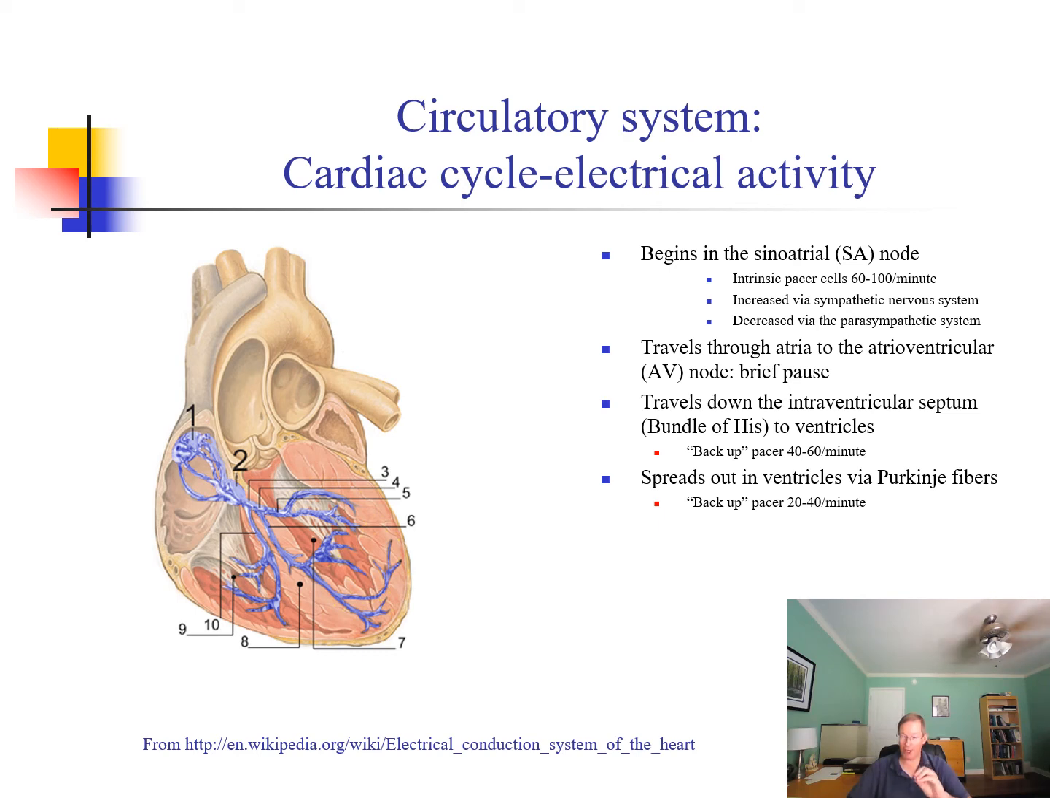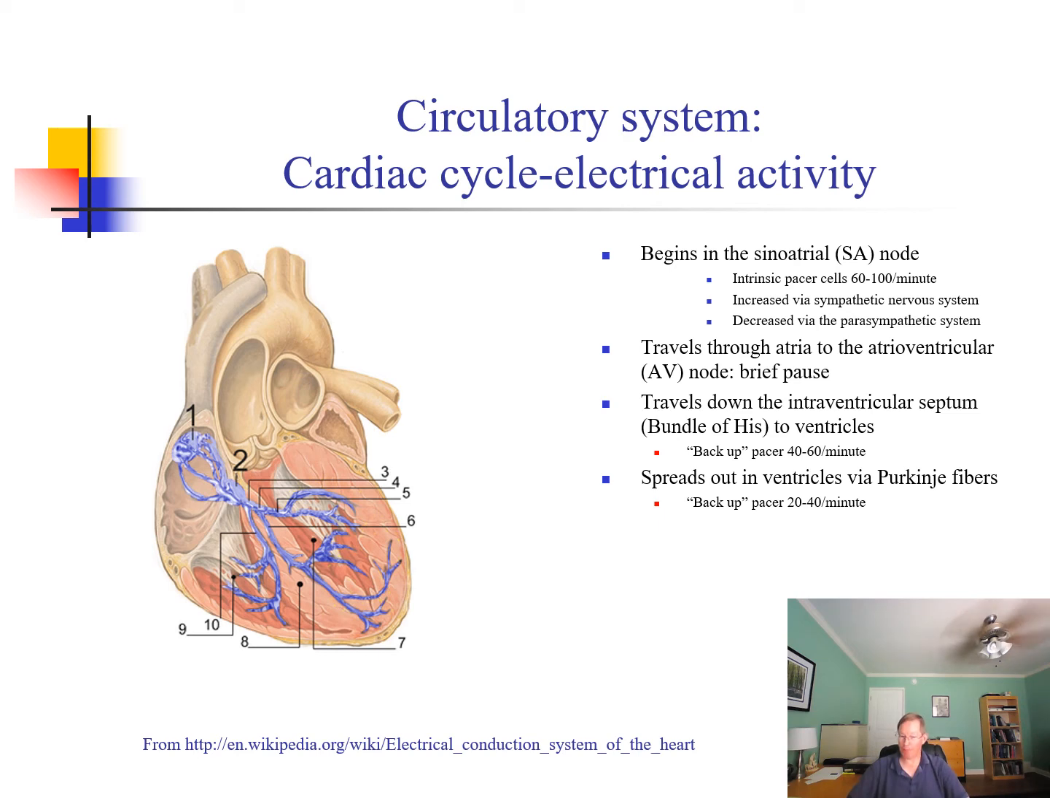So at the AV node, there's a brief electrical pause, and then it will travel down the bundle of His, which is in the interventricular septum, the muscular wall between the left and the right ventricles. Now, once it goes down there, it will then propagate outward from the base of the ventricles upward to allow for depolarization of the cardiac muscle to squeeze the blood from the bottom of the ventricles out the top, either out the pulmonic artery or the aorta.